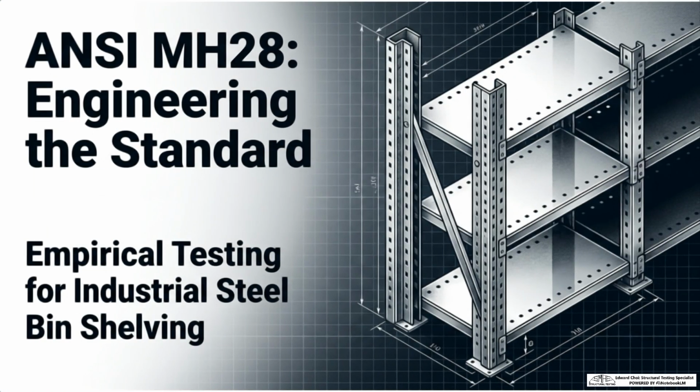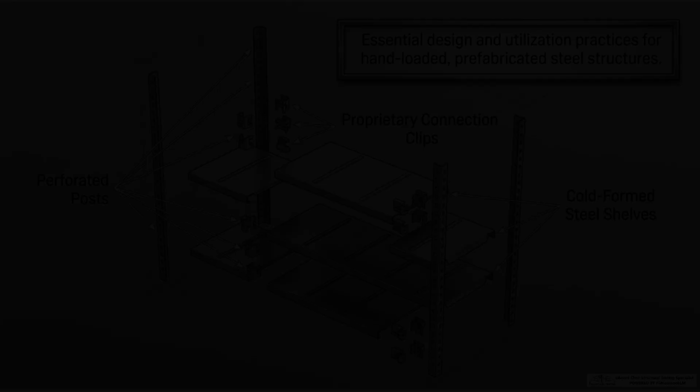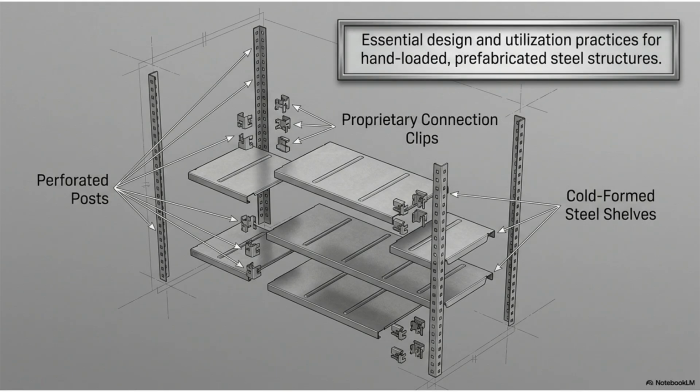Steel bin shelving looks straightforward. Perforated posts, cold-formed shelves, proprietary connection clips. But the structural behavior of these systems is anything but simple. ANSI MH28 is built on a simple premise. When structural behavior cannot be fully characterized analytically, empirical physical testing becomes essential.